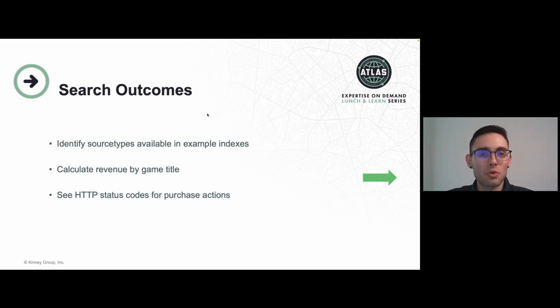But in our example SPL, I'm going to be focusing in on a handful of outcomes that I want to achieve. Whenever I'm writing a search, there's a good reason for it, and I have in mind what my output will be as I go to craft that query. So I'll just go through the list quickly here. The first one is going to be identifying the source types available in example indexes.